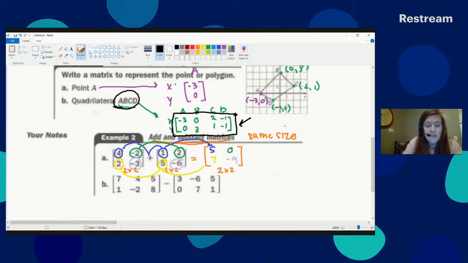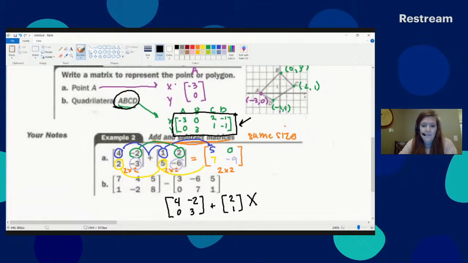So what you aren't allowed to do then is, if I had 4, -2, 0, 3, that's a 2 by 2 matrix, and I asked you to add it to 2, 1, which is a 2 by 1 matrix, I can't do this. First of all, how would you add it? Which one would you know to do? You don't know how to do that, right? So you can't do that, you have to have them the same size. So that's the biggest thing with adding and subtracting matrices. Once you know that, the rest is easy peasy.